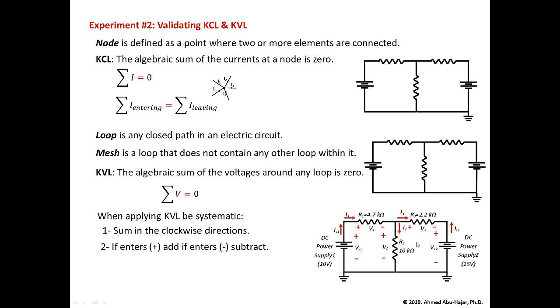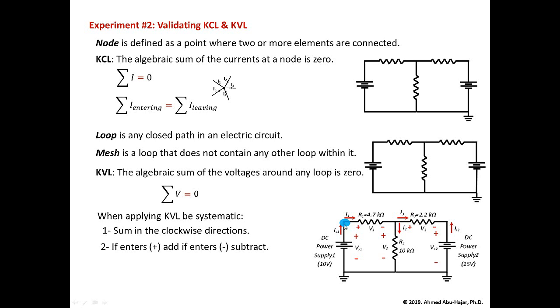Now, to validate KCL, first of all, you need to measure the currents at every node. So you're going to come to this node. You need to measure IS1 and I1. So the way you want to measure IS1 is to break the voltage source from the circuit and connect the DMM in series here, measure this current IS1.